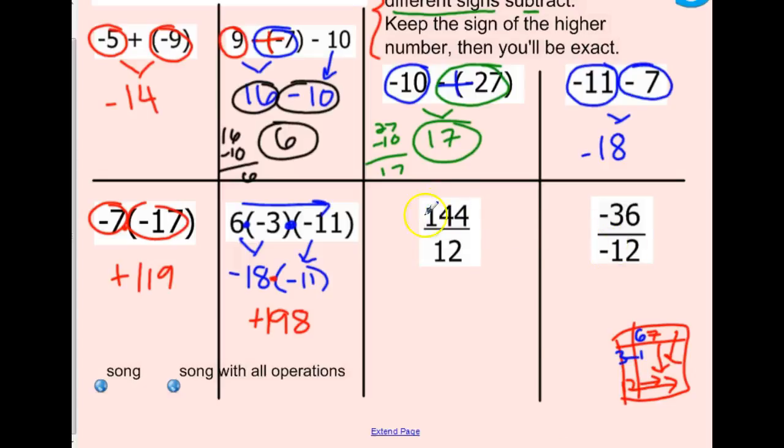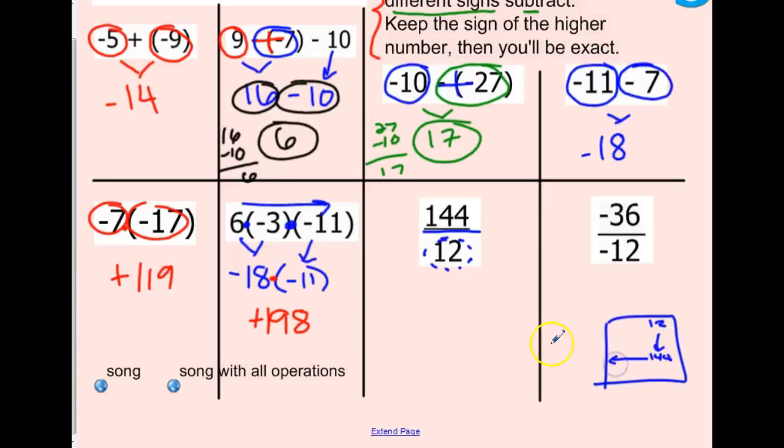Then these two are division. This line means divide. So we're going to use our same multiplication table, but like we said, we're going to start with the bottom number in the basement, the denominator. Find 12. 12 might be over here somewhere. Follow it down until you see 144, and then look to the left for your answer. 12 times 12 is 144, so your answer is 12.